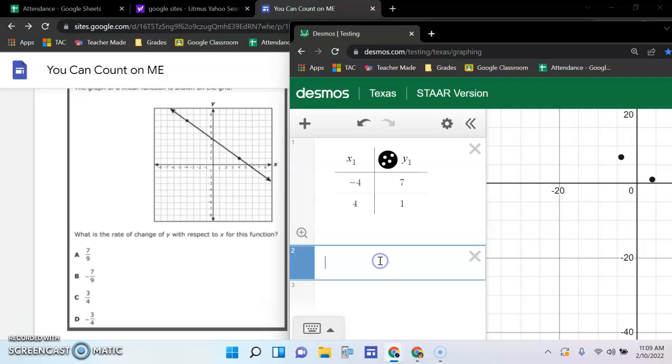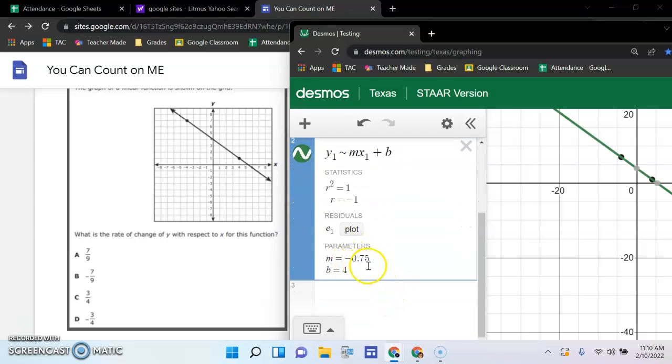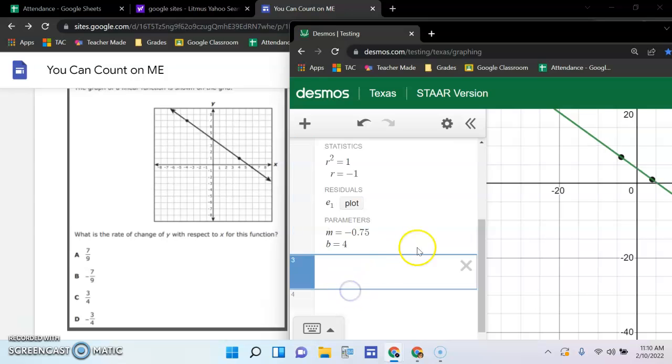After you do that, remember to do y equals mx plus b, but the calculator does not accept equals, it is a squiggly line. And then we just go up here and do not forget the ones next to the y and next to the x. And automatically you go right here on the bottom, which is your answer, which is -0.75.